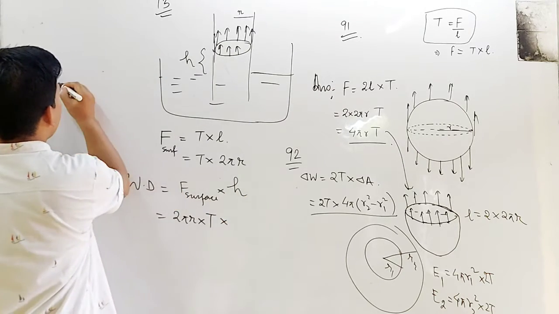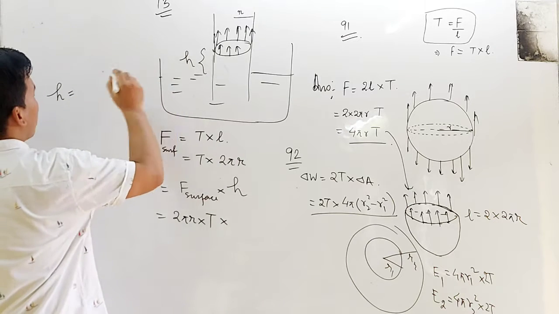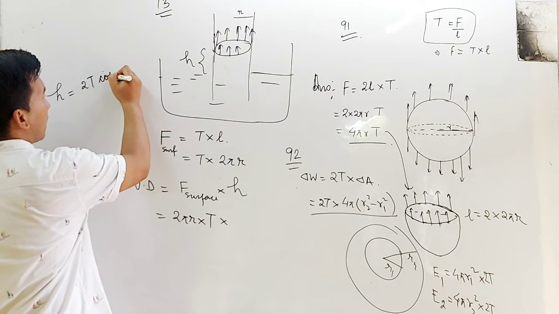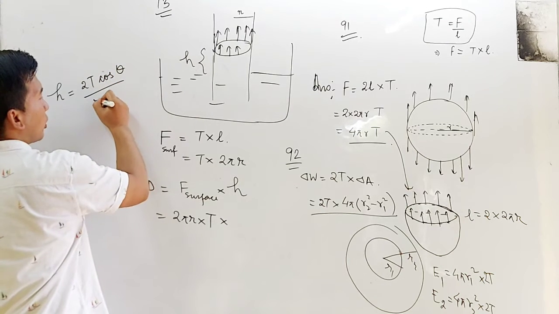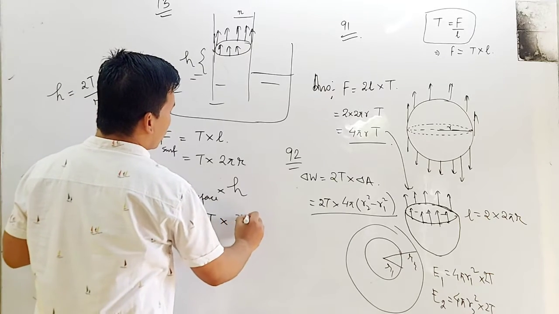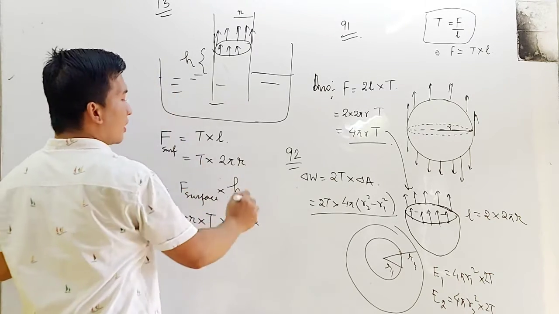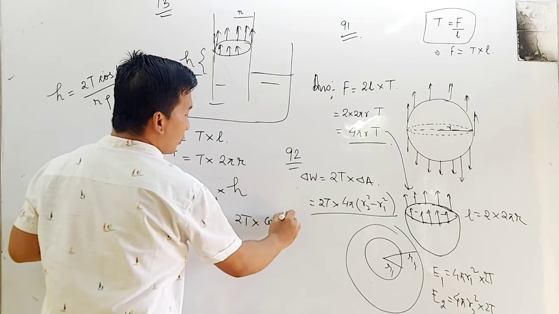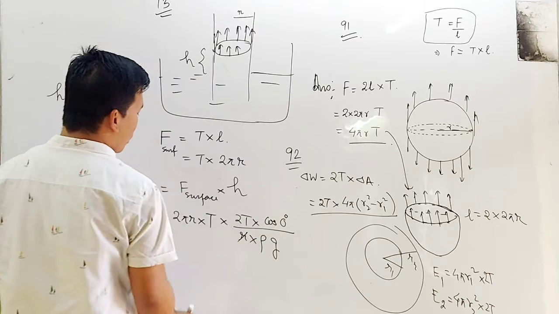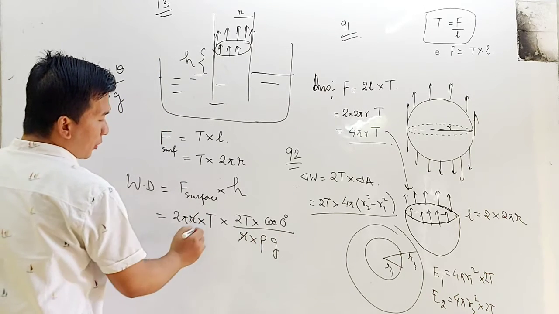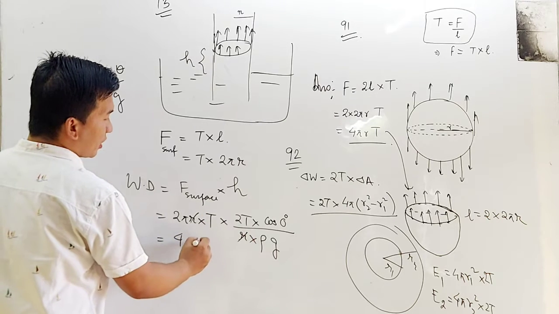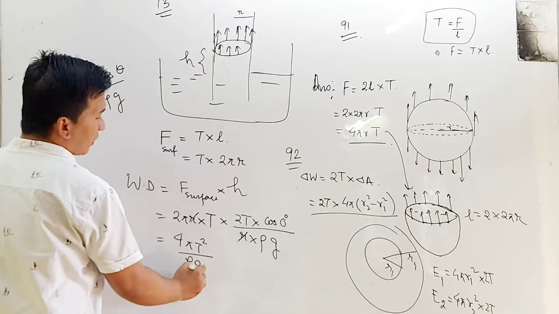What is the value of h in terms of the contact angle? It is 2T cos theta divided by r rho g. Put this formula over here: 2T, the angle of contact is already given as 0, cos 0, divided by small r into rho g. So this small r gets cancelled out, and we are left with 4 pi T square divided by rho g. Finish.